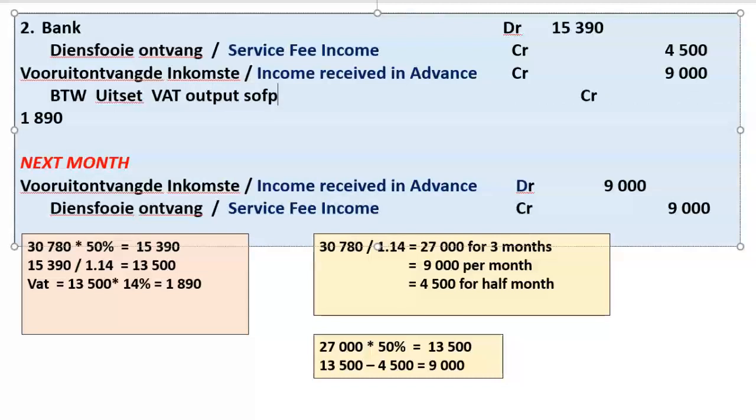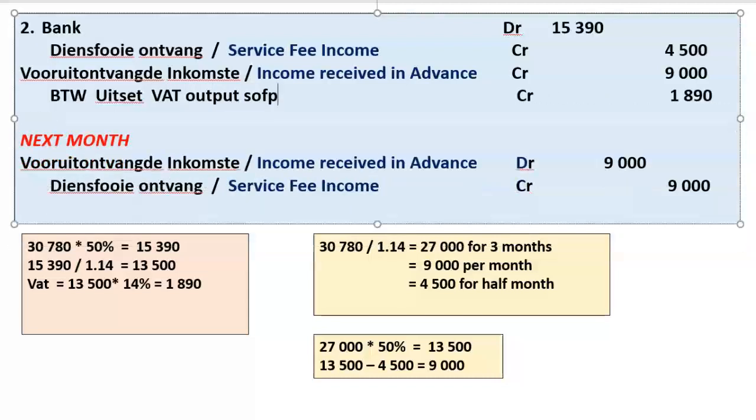equals then the 1,890 Rand, statement of financial position. Great. The VAT, the 13,500 Rand. Now, you could have, again, done 2 accounting entries, and I will recommend that you do the 2 accounting entries.